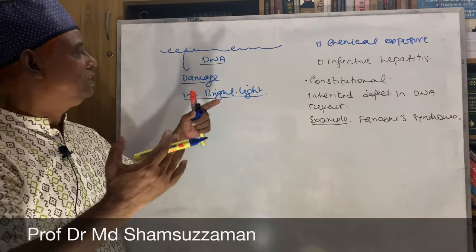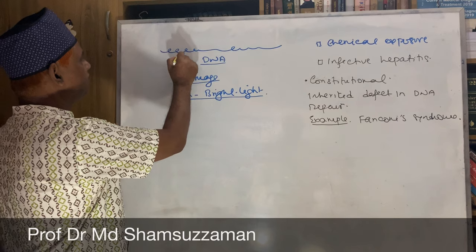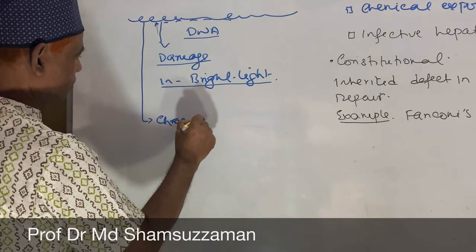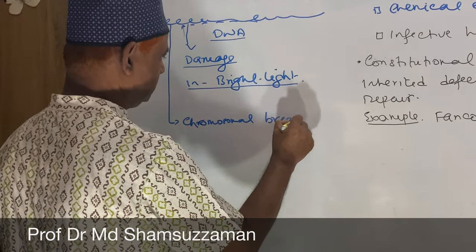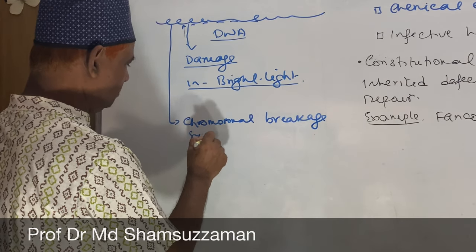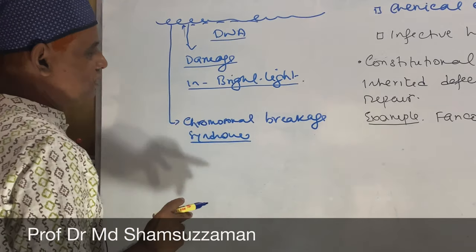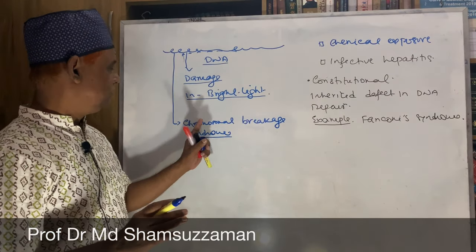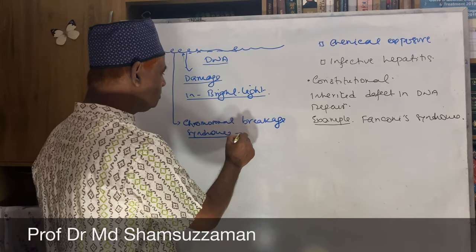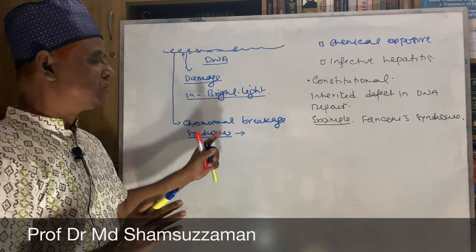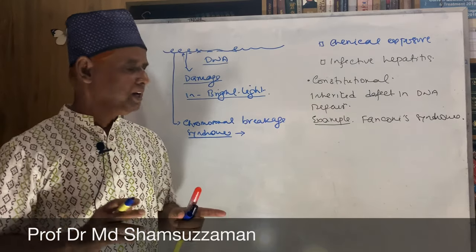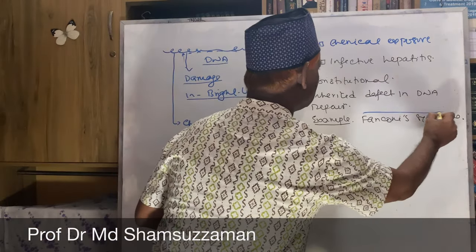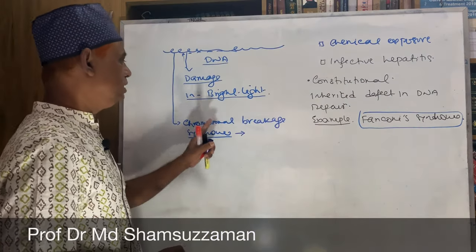If there is a defect in the DNA repair, the DNA will not be repaired, and there will be a disease that is called chromosomal breakage syndrome. Again, recall, if damaged DNA is not repaired automatically in our body, this is a disease called chromosomal breakage syndrome. This includes ataxia telangiectasia, xeroderma pigmentosum, Bloom syndrome, and Fanconi syndrome. So Fanconi syndrome is nothing but one of the chromosomal breakage syndromes.